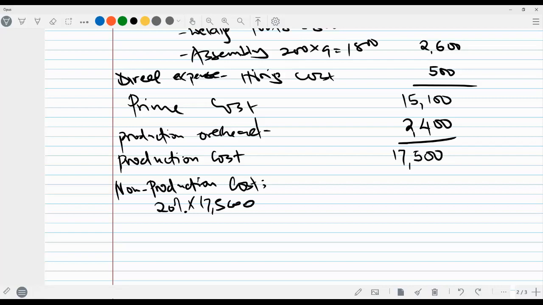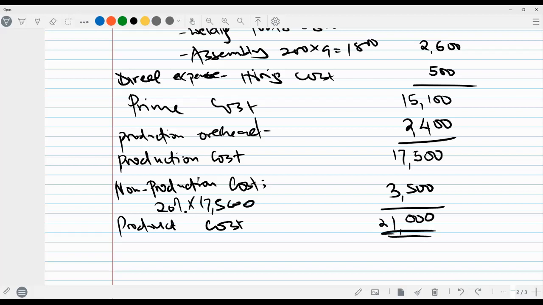3,500. Okay, therefore, total product cost. You can call it sale or product cost, not production, but product cost. Therefore, that gives us 21,000. That gives the cost of the batch, so let's call it batch cost, to be equal to 21,000.